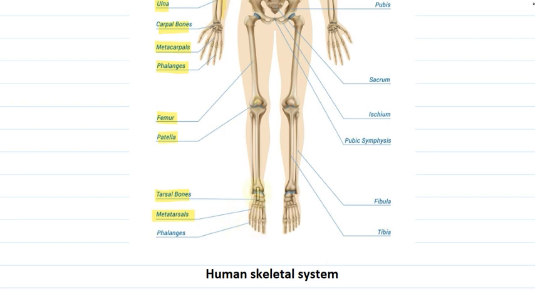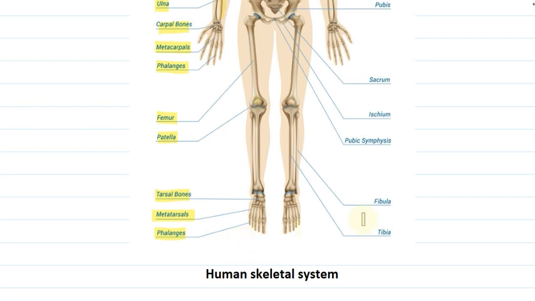Then here we can see again there are phalanges. They are the bones of the toes, and each toe has 3 phalanges, proximal, intermediate and distal, except the big toe. The big toe has only 2 phalanges.